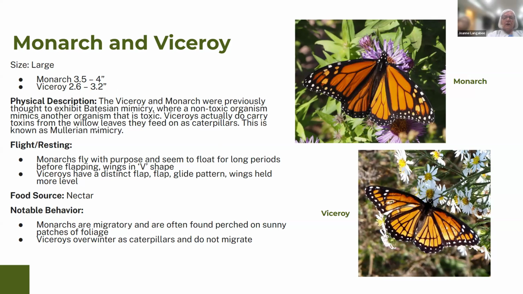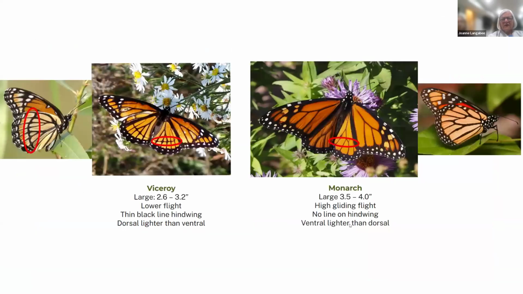The viceroys are smaller than the other one. You can see the comparison here. The viceroys have this line where the monarchs do not. The monarchs are higher gliders, where the viceroys flap and are lower, and the size is quite a bit different. Viceroys like it where it's moist, so they're often by marshes, where monarchs you'll find in the forest, in trees and by the marsh area. Wherever there's flowers, they'll be.